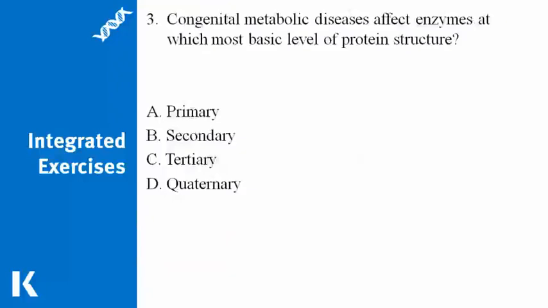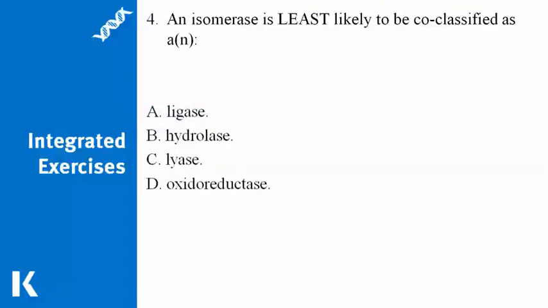Practice question 3 asks us to identify the simplest level of protein structure. Take a second and pick an answer. Primary structure is the simplest level of protein structure, since it's just a straight chain of amino acids. Keep up the hard work!